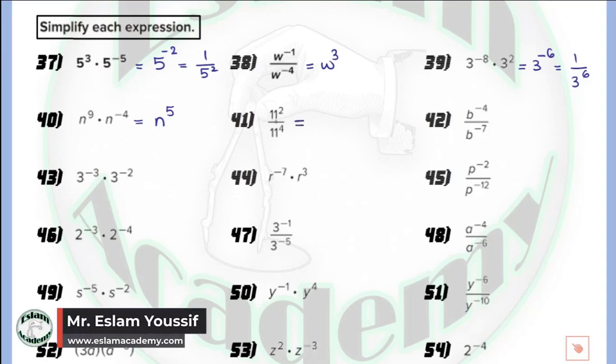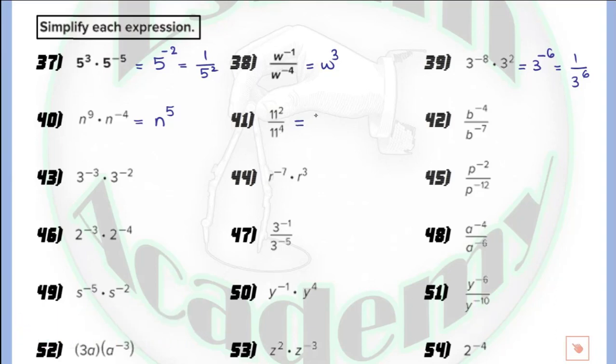In question 41, we have 11 to the power 2 divided by 11 to the power 4. We will write 11. 2 minus 4 will be equal to negative 2, because we divide, so we'll subtract the powers. Now the power is negative, so it's not the simplest form. The simplest form now will be 1 over 11 to the power 2.